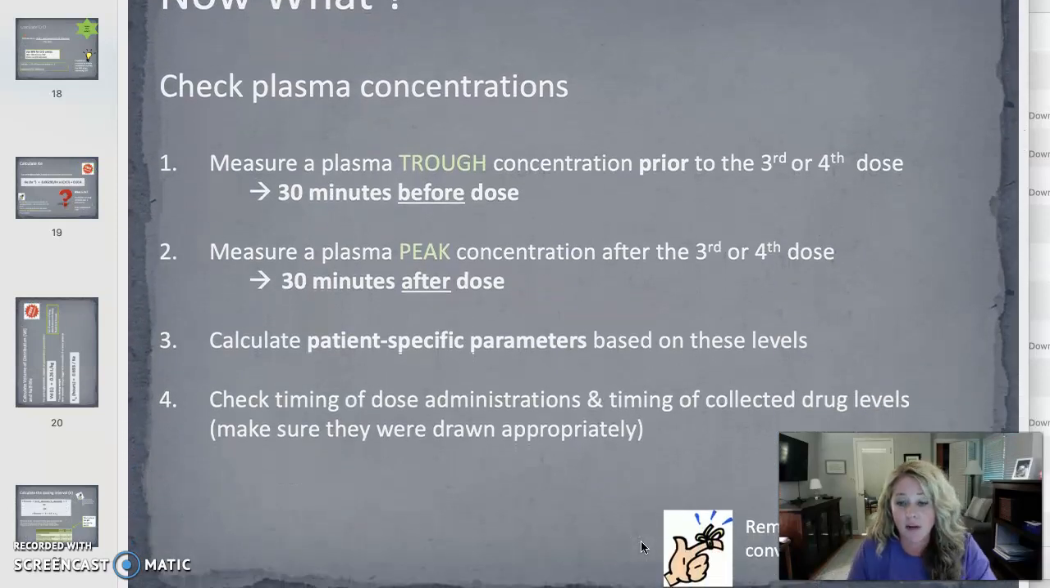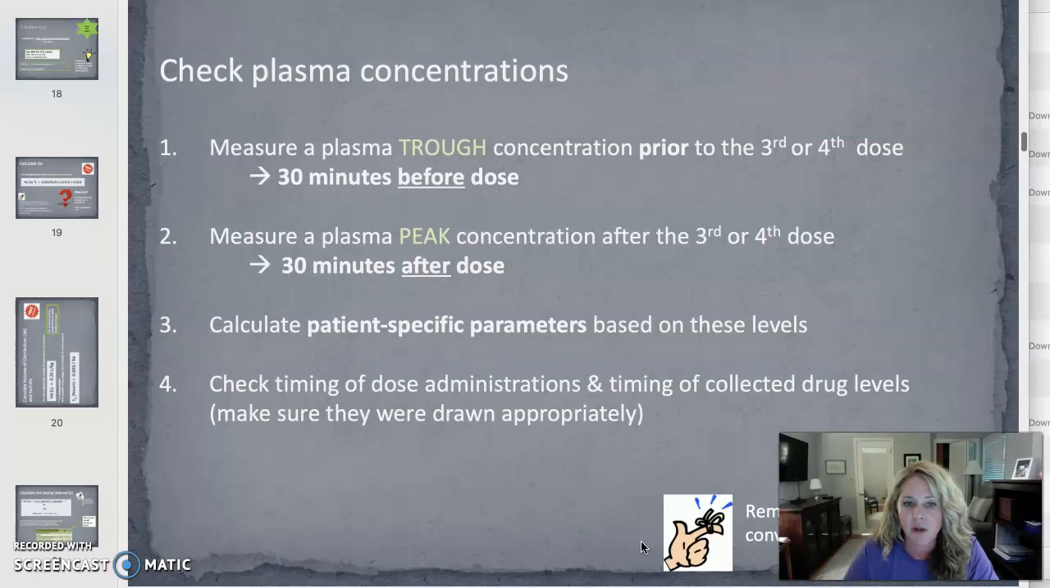So now what? We've got our dose. We're going to give our dose, and then we'll measure a trough level prior to that third or fourth dose, 30 minutes before the dose. We measure a peak concentration after the third or fourth dose, 30 minutes after the end of the infusion. So if the infusion starts at 5 o'clock and it's a 30-minute infusion, we're going to draw that peak at 6 p.m. It'll take 5 p.m. to 5:30 to infuse the dose. 30 minutes after the dose, we draw the peak.